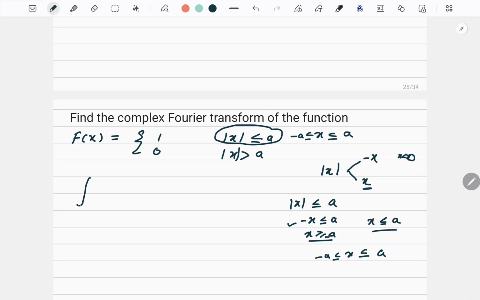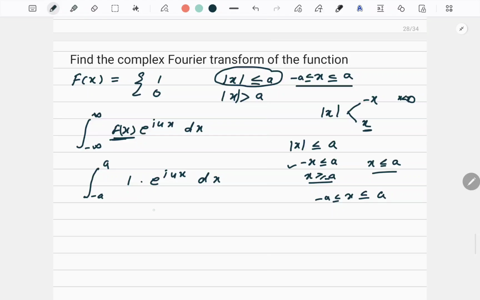Now I want to find the Fourier transform. What is the formula of Fourier transform? Integral from minus infinity to infinity of f(x) e to the power iux dx. Correct? This you have to memorize. Now I can see that my function is defined in this range as 1 and in the remaining portion it is 0. So my integral limits will become minus a to a, f(x) is 1, into e to the power iux dx. Now what is the integral of e to the power iux? It is e to the power iux upon iu, with limits minus a to a.